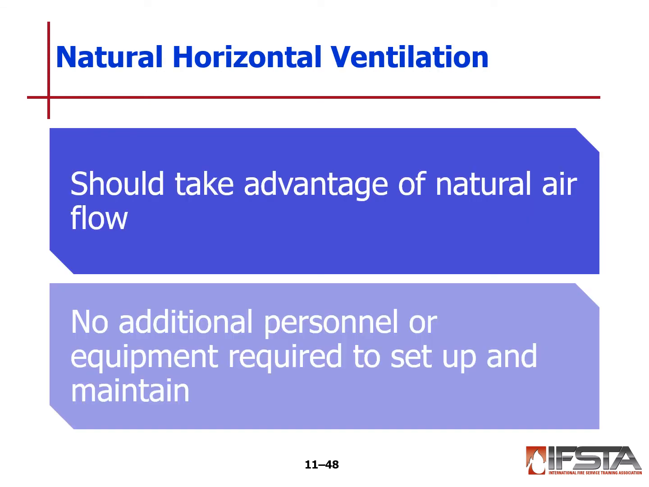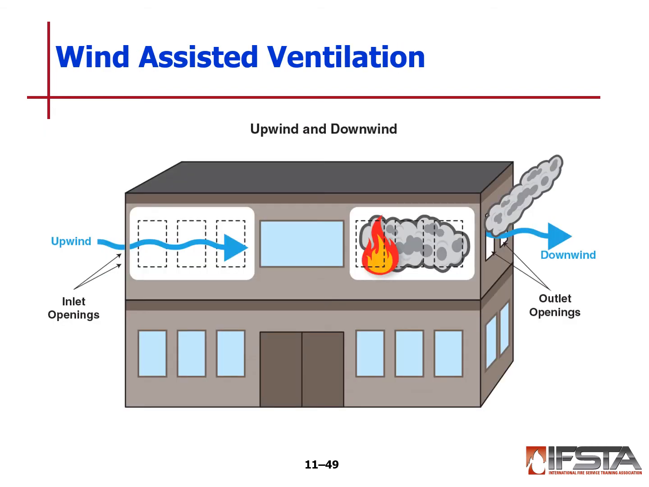Natural ventilation should take advantage of the natural airflow by opening doors, windows, and so forth. No additional personnel or equipment are required to set it up, and you can use the wind and wind direction to your advantage in this situation. So with wind assisted ventilation, we can use the wind to our advantage. We want to open up openings on the upwind side, usually windows, and open up on the outlet side. And all the while we coordinate at the same time for fire attack. And this can certainly be an advantage to us. We just need to make sure that we coordinate it and we get things done in a timely manner.